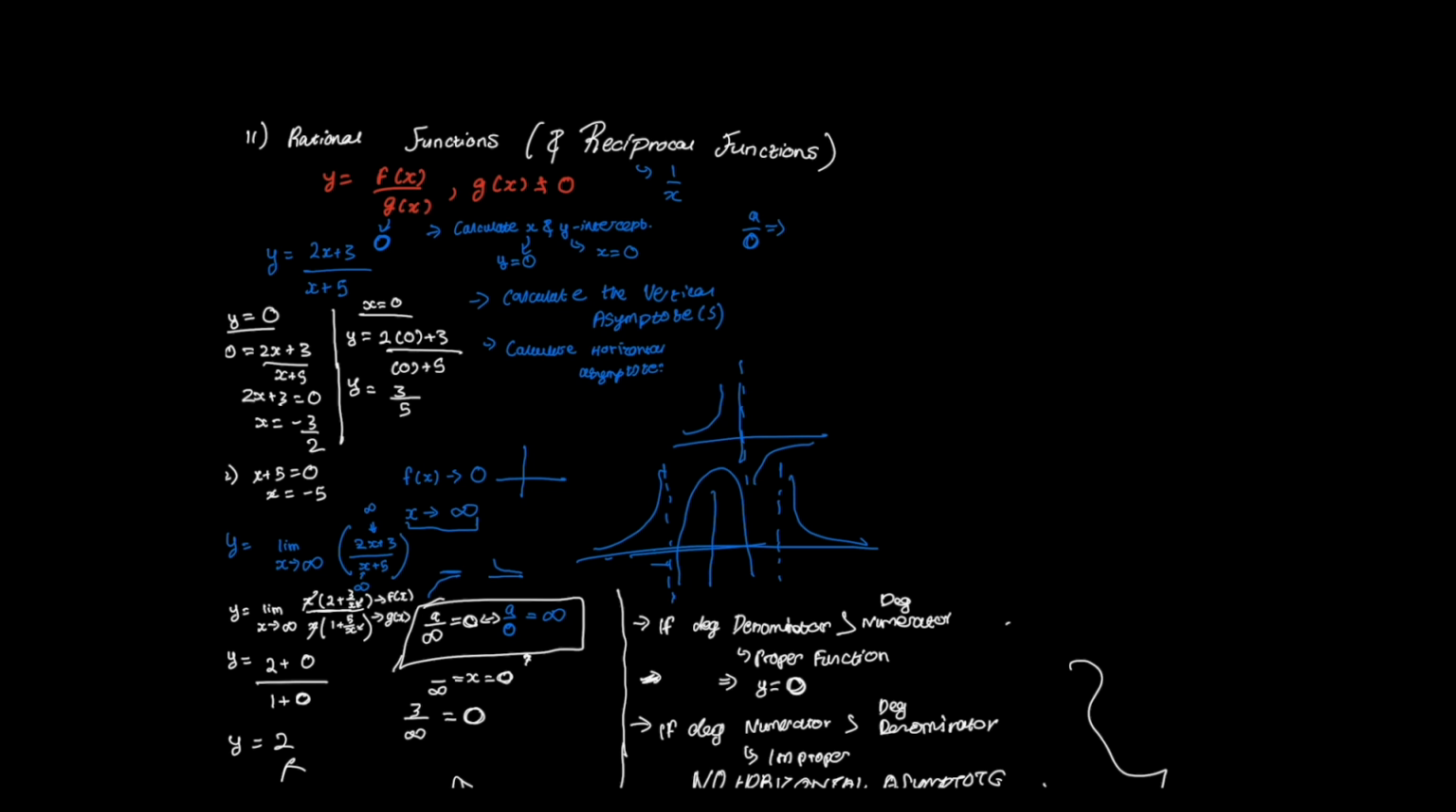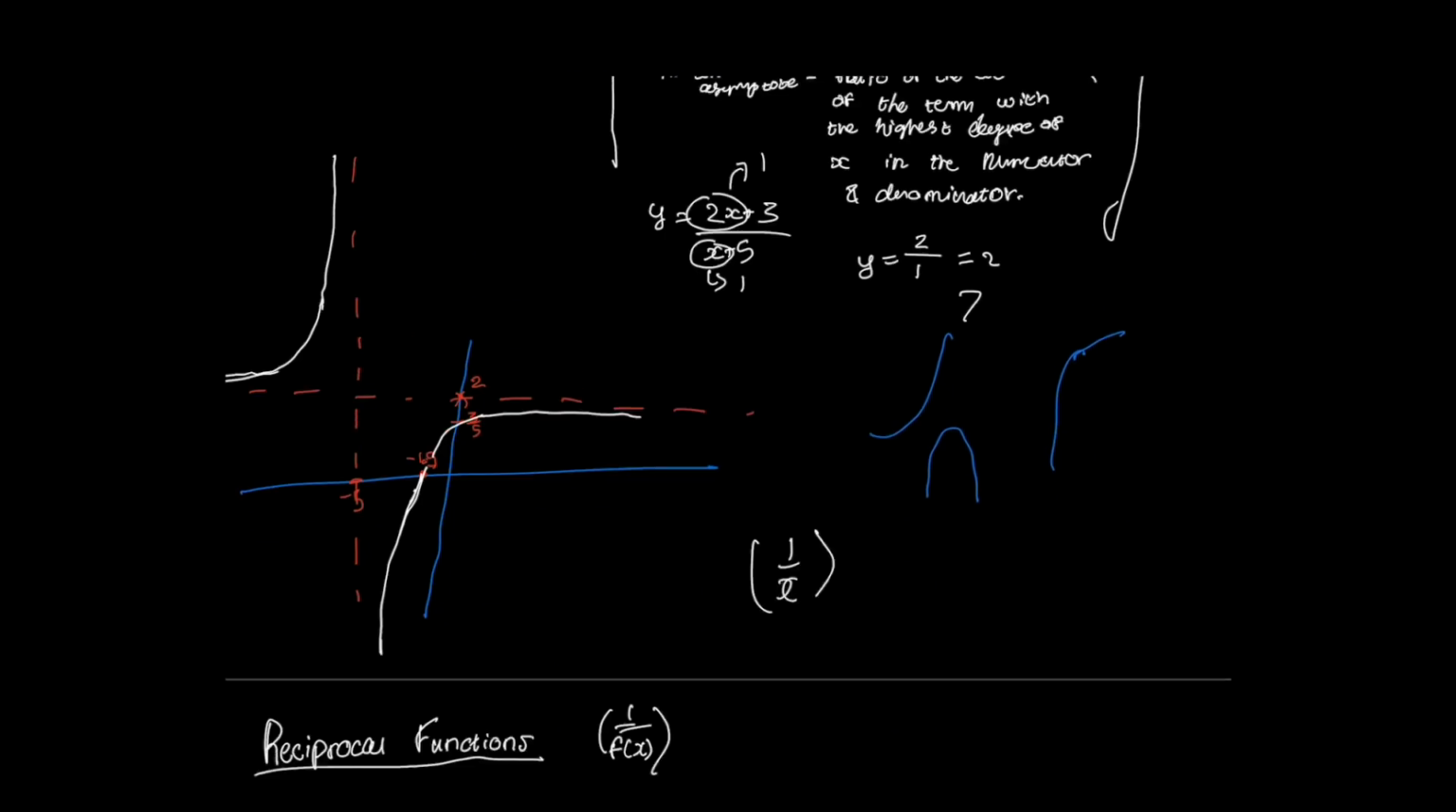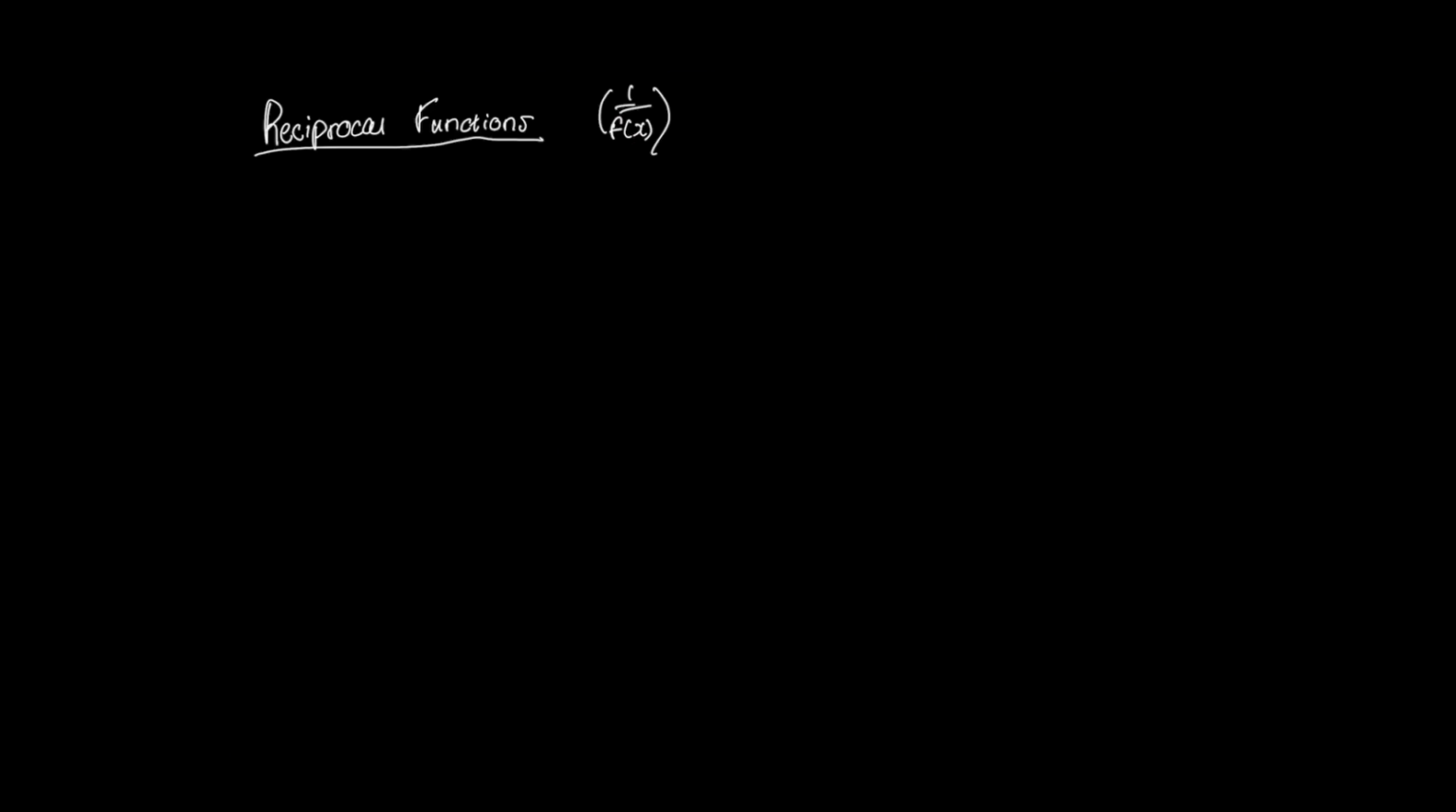Rational functions are basically any function in the form y is equal to f of x over g of x, where g of x is not equal to 0. So reciprocal functions in theory are just rational functions where f of x is equal to 1. This is more of a specific case study within rational functions, but it's definitely important and I recommend you check out the first video.